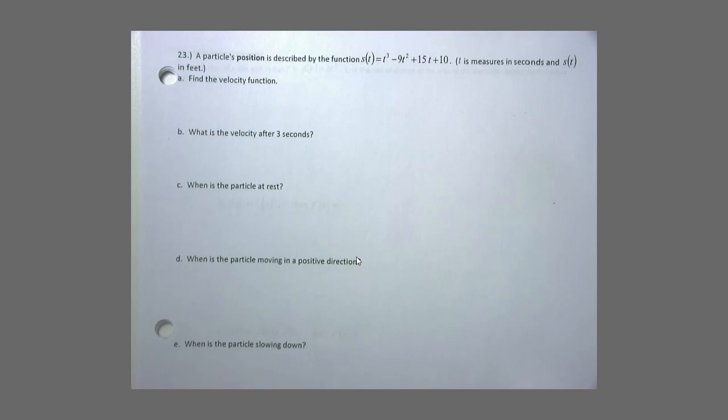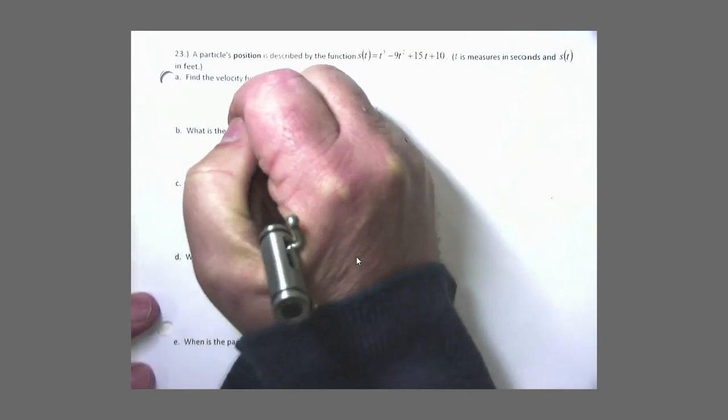So, a particle's position is described by the function S of t equals t cubed minus 9t squared plus 15t plus 10. T is measured in seconds, and S of t is measured in feet, so we know our units. We're supposed to find the velocity function. Well, no problem there. We know our physics. Velocity, by definition, is equal to what?